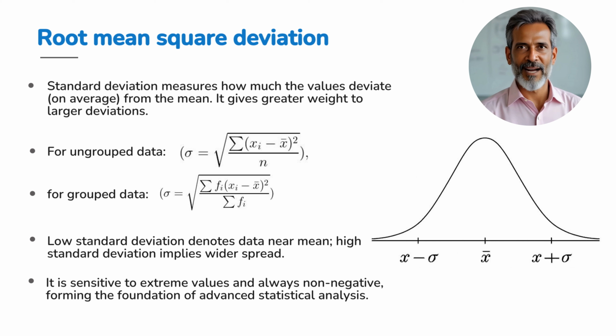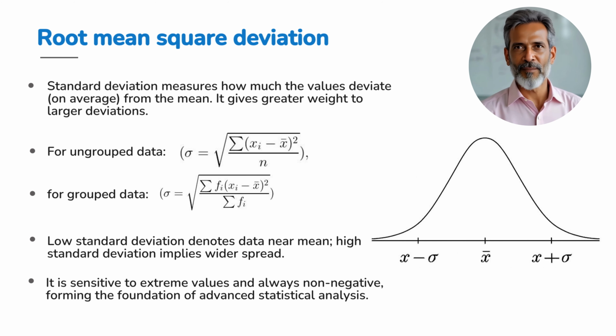Let me repeat that clearly. Sigma equals square root of the sum of the squares of the differences between each data point x sub i and the mean x bar, all divided by n. For grouped data, it's very similar. Sigma equals square root of the sum of frequency f sub i times (x sub i minus x bar) squared, divided by the sum of f sub i.